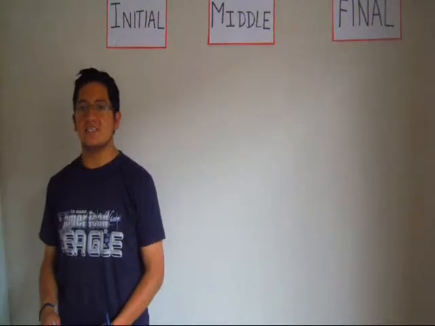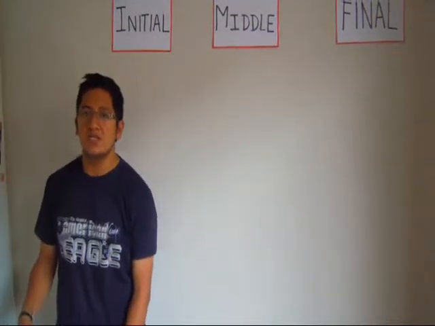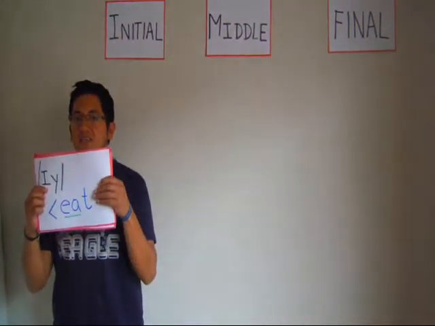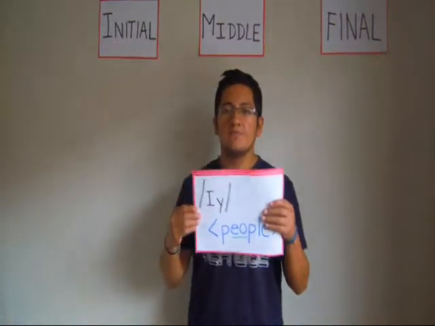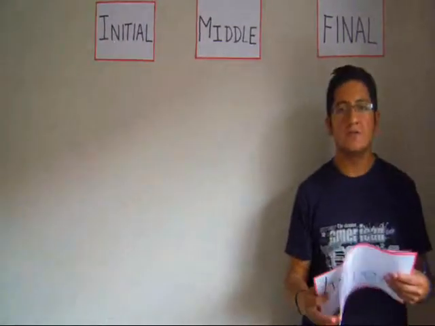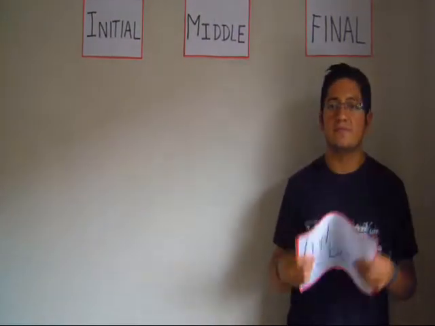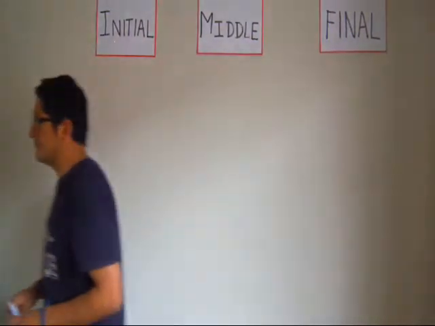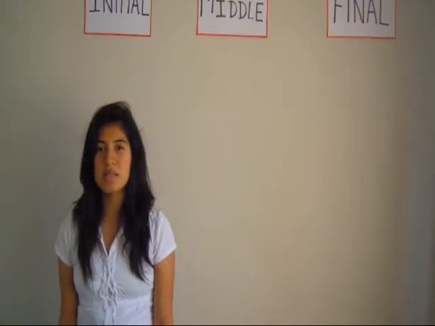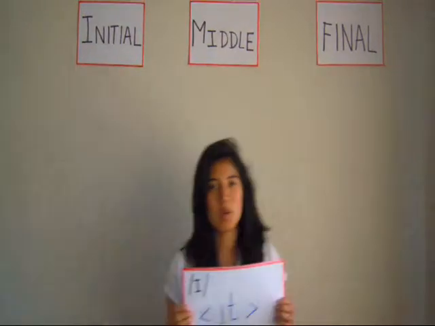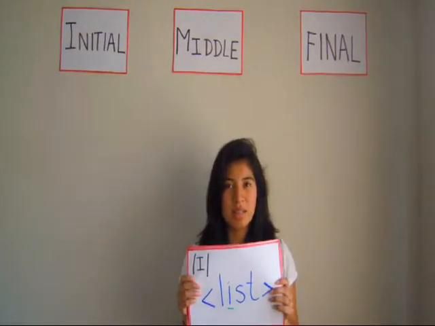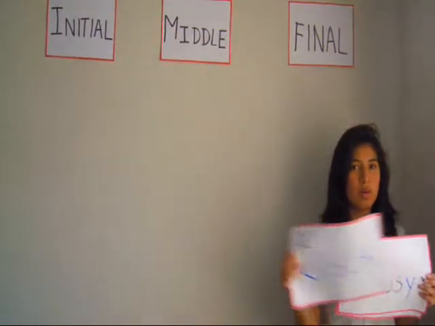The first one is E. For example, in initial position, eat. In middle position, people. And in final position, be. The next sound is E. In initial position, it. In middle position, less. And in final position, busy.